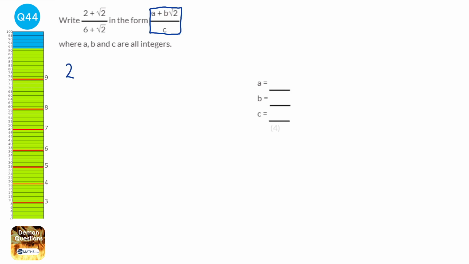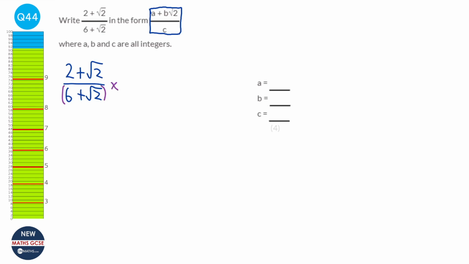So I'm just going to write out the question, just so we've got a start. And notice here we've got this 6 plus root 2. Now you might think you rationalise the denominator by timesing top and bottom by root 2, and that would get rid of the root 2 there, but it would actually create a 6 root 2 at the bottom, so it won't rationalise the denominator.